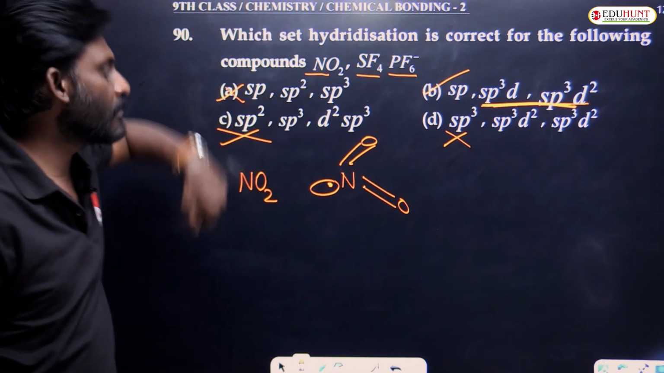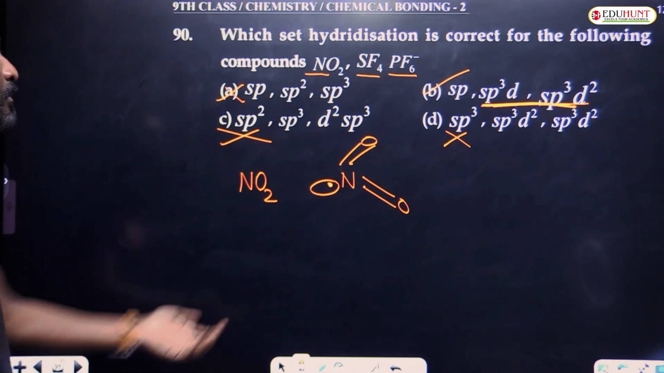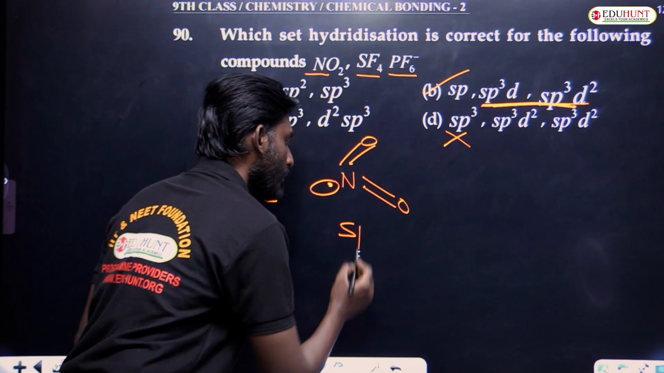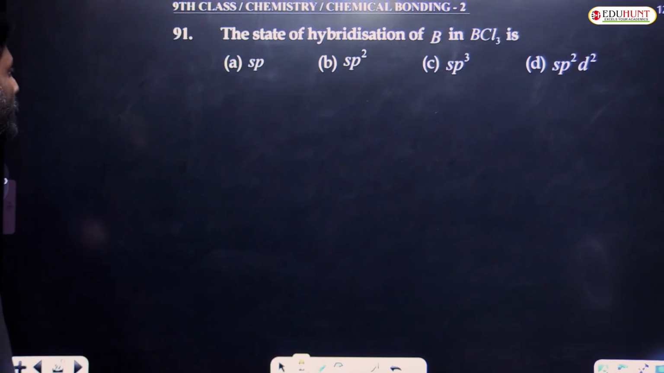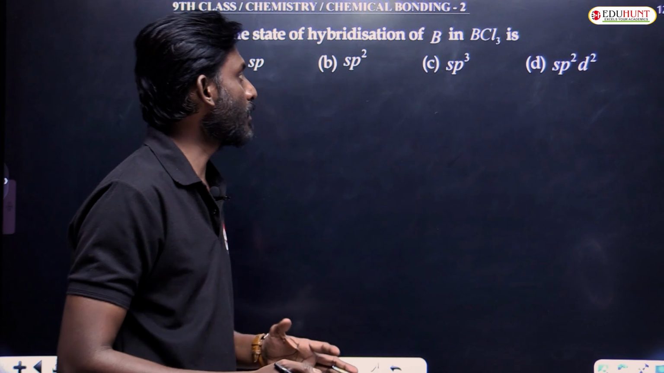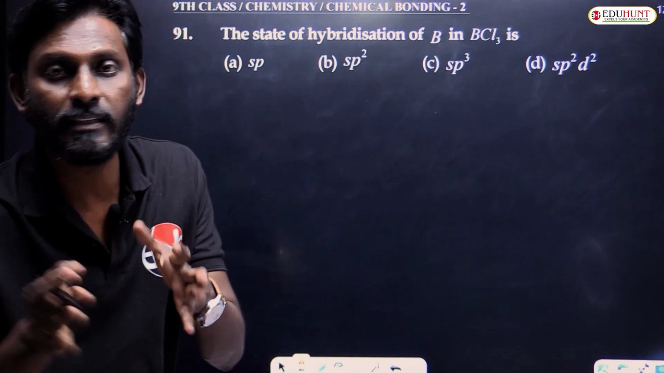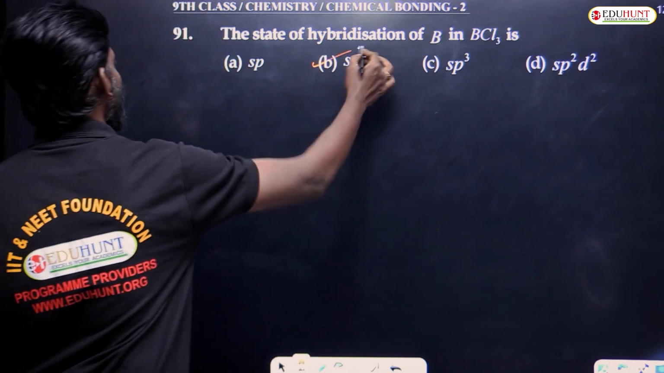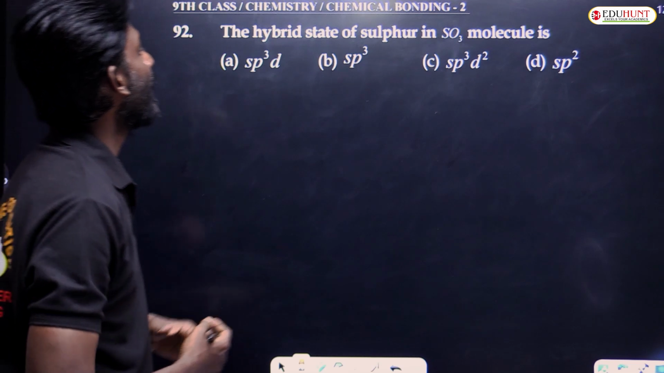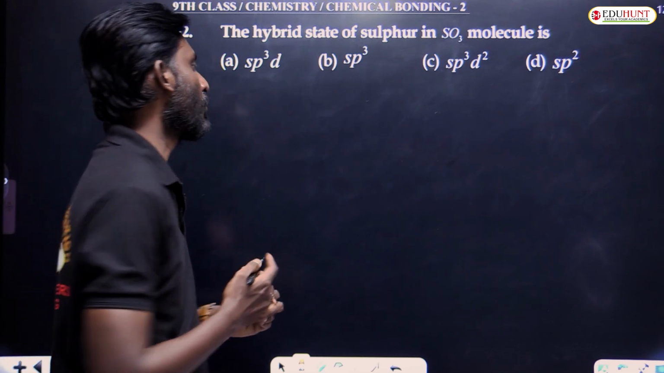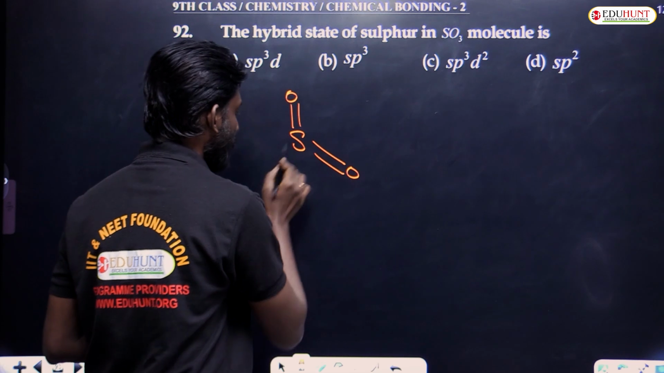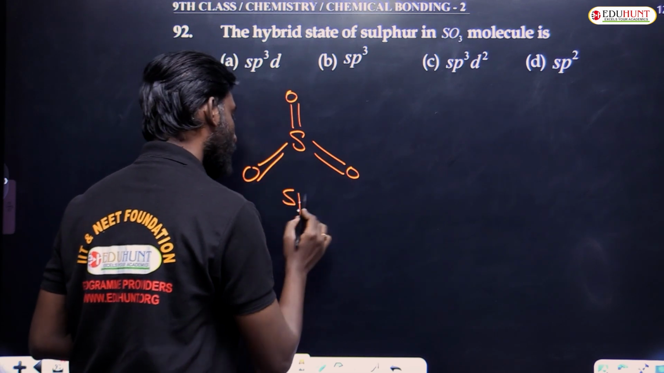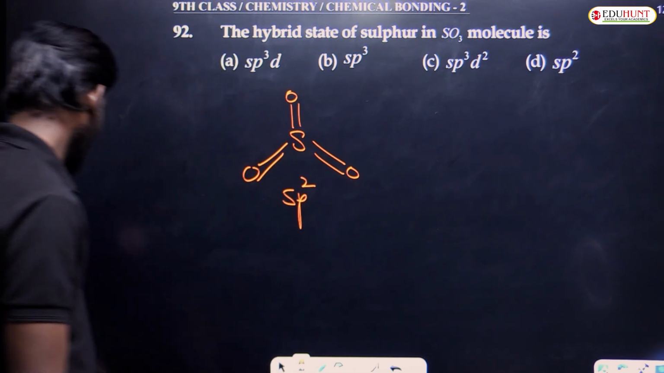So, NO2 is sp2 hybridization, nitrogen sp2 hybridized. The state of hybridization of boron in BCl3, of course sp2. The hybrid state of sulfur in SO3, we already came across this. I already explained, so the steric number comes to be 3.